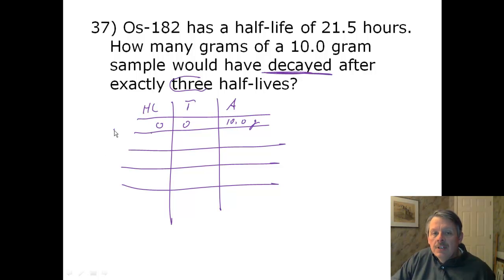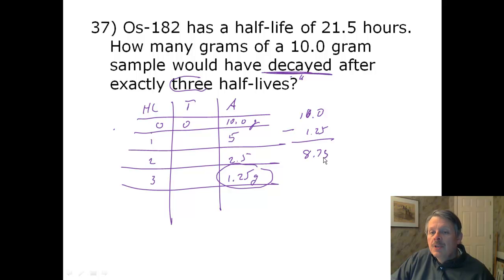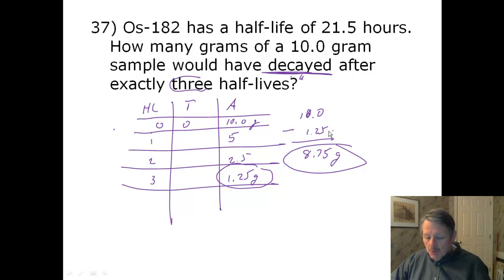So let's see. We have to be careful here. We have 1, 2, 3 half-lives. So we don't have to worry about the time because that's not important. But this becomes 5, this is 2.5, and this is 1.25 grams. So we have 1.25 grams left. It's asking us how much decayed. So that would be 10.0 minus 1.25, which would be 8.75 grams would have decayed, and we would have been left with 1.25 grams. Okay?